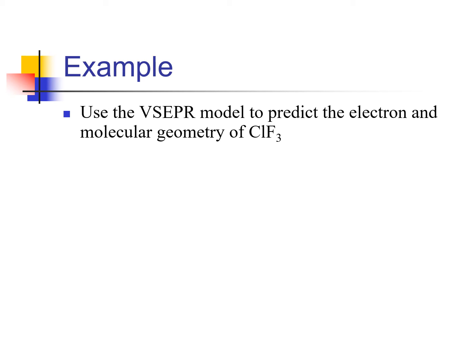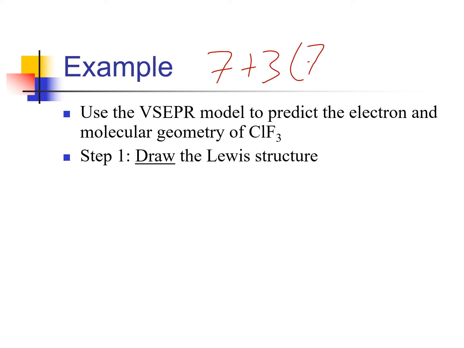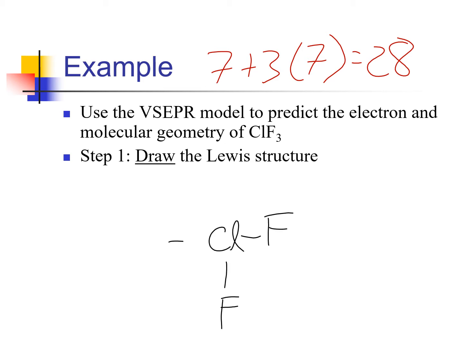So we're going to predict the electron and molecular geometry of ClF3. First we're going to draw the Lewis structure. For ClF3, chlorine is 7 plus 3 times 7, which is 21, so we're looking at 28 electrons. Draw the basic structure: chlorine, fluorine, fluorine, fluorine. I had 28 electrons, and I just used up 6, leaving 22. Then placing lone pairs on the fluorines, 1, 2, 3, 4, 5, 6, 7, 8, 9, 10, 11, 12, 13, 14, 15, 16, 17, 18. So I used up 18, which leaves me with 4 left.